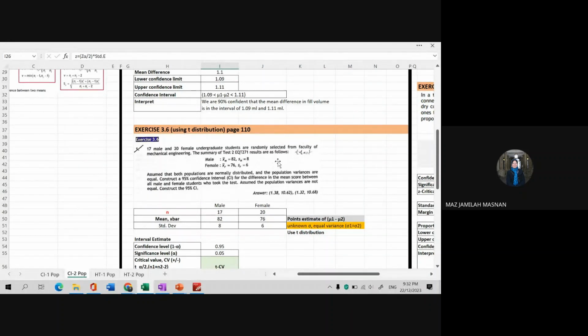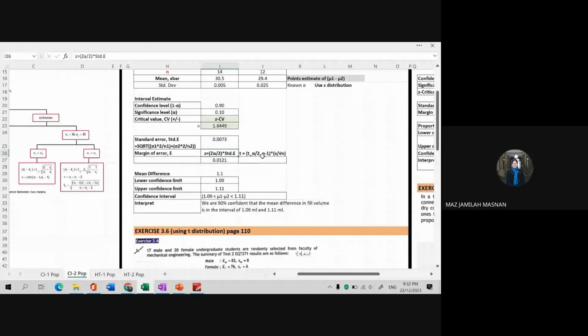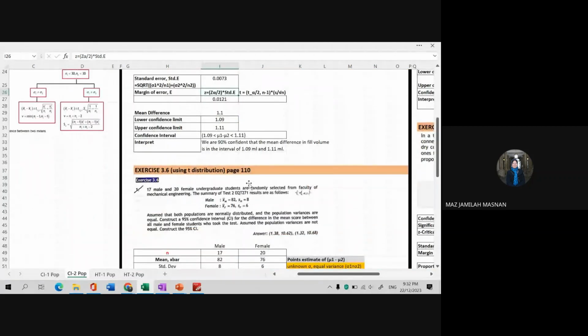I think this is a good example because in this particular question, we are using the T distribution, and this will be a good example where we can see the difference between the T and the Z distribution that we have just done. Now, this question is on page 110.